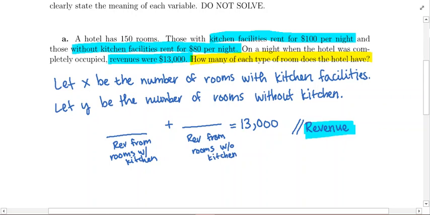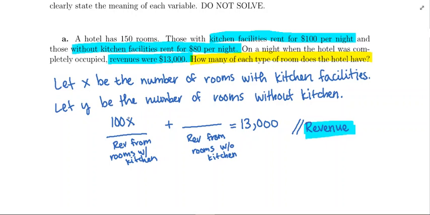Rooms with kitchen facilities rent for $100 per night, and the hotel has X many rooms with kitchens. That's how we defined X: X is the number of rooms with kitchens. So if you're renting out X rooms with kitchens and it costs $100 per night to rent each one of those, that's going to bring in total revenue of 100 times X. There's X many rooms with kitchens, each one costs $100 to rent out, so the hotel will take in 100 times X.